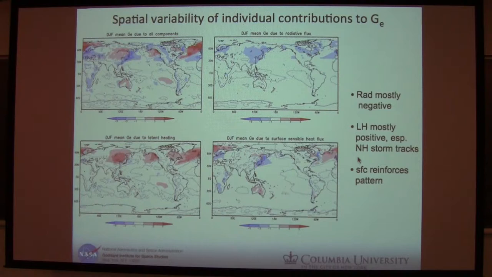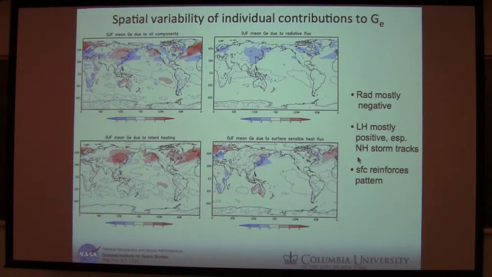mean. This is the total GE. This is GE due to radiative flux. This is the region we're covering. This is the GE due to latent heating, and this is the GE due to surface sensible heat flux. And what we see here is that the mean pattern is obtained by adding these two, the radiative flux and latent heating, and they don't exactly cancel each other out, so we get this pattern of positives and negatives, and the surface fluxes reinforce the pattern.